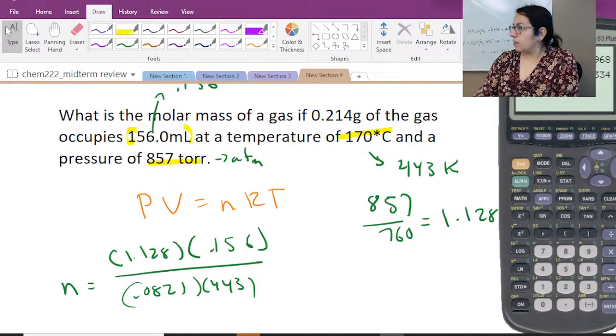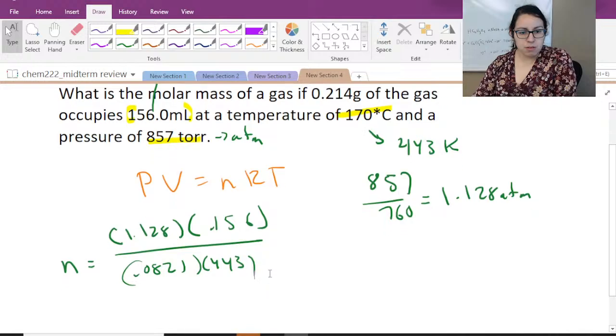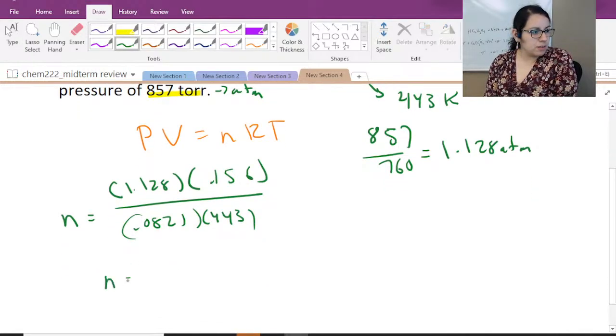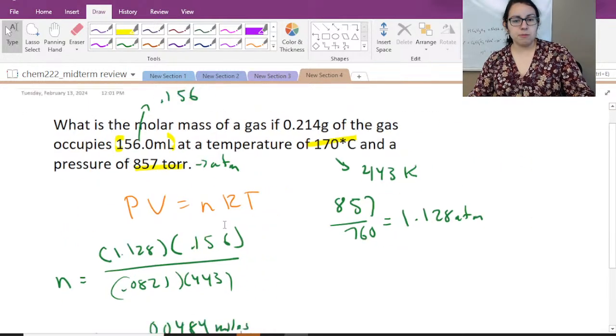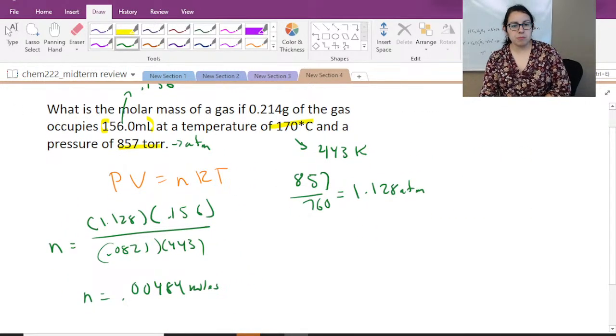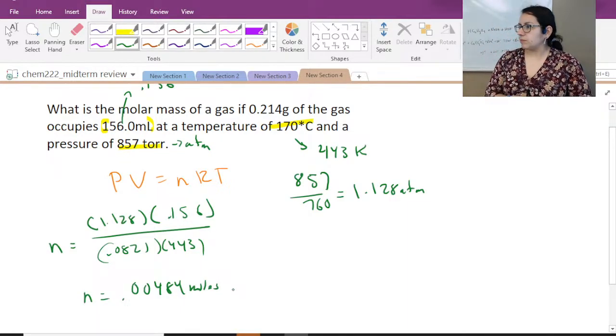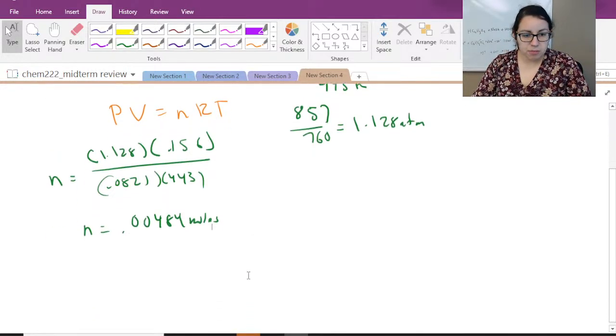So I get this answer for my moles, 0.0048, I guess I'll round it to 4. Is that what everybody got? Excellent. So now what do we do with this number? It asks us for molar mass. We're given grams, though. Is this many moles? Yeah, that sounds like a good plan.